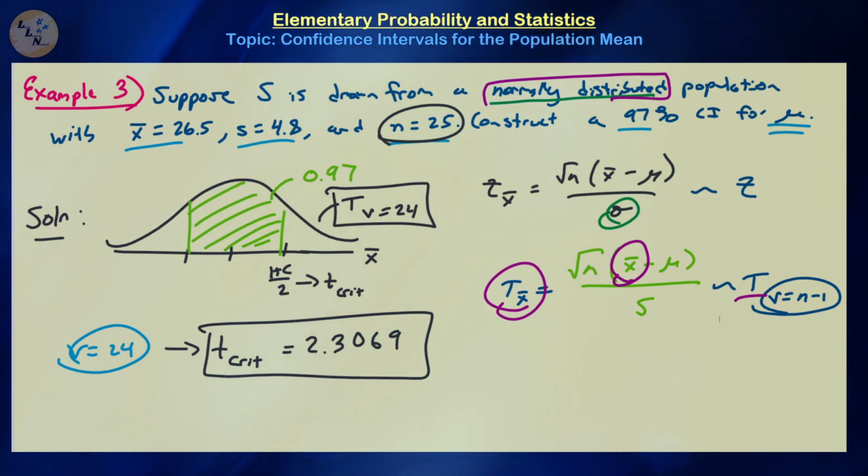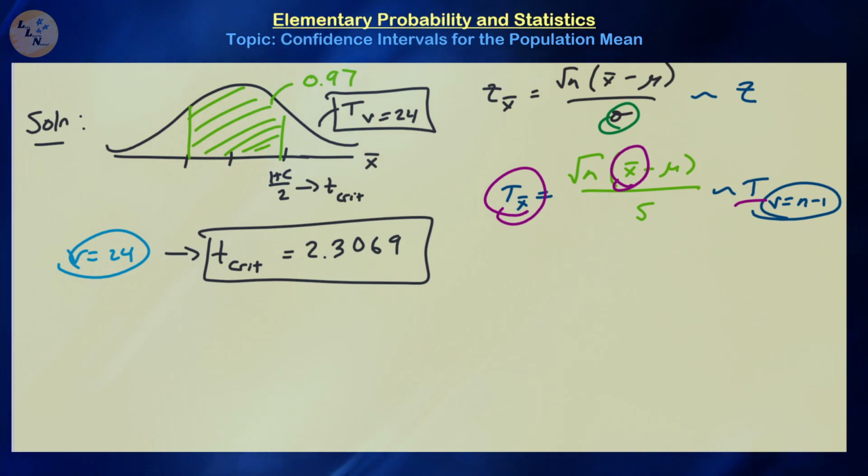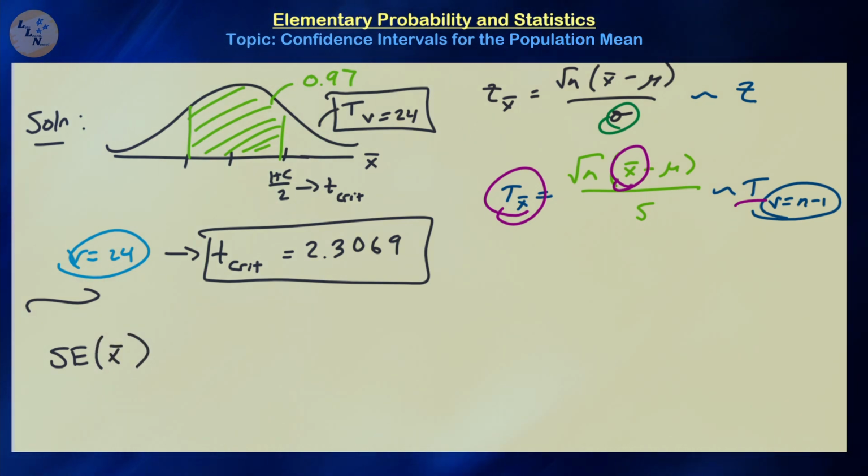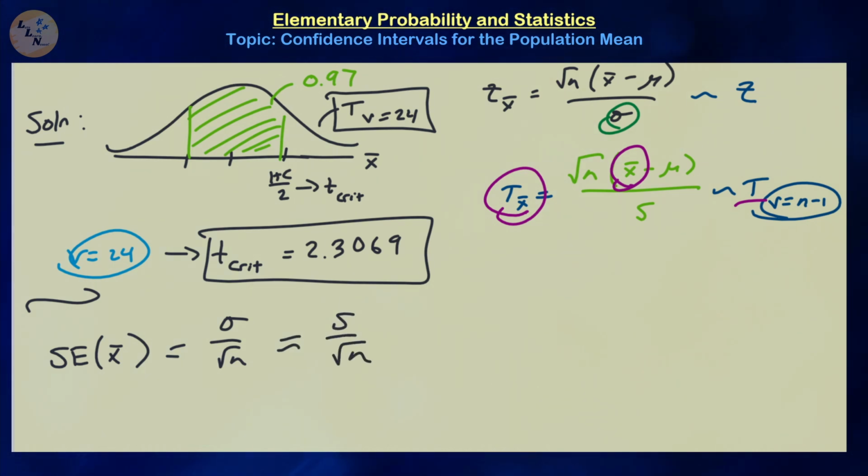So since we have that, well, what do we have? Now we need to calculate our standard error of the estimate associated to x bar. So the standard error associated to using x bar as an estimate for mu is usually sigma over the square root of n. But sigma over the square root of n is not able to be used here, so that means we need to be using the s over the square root of n alternative.